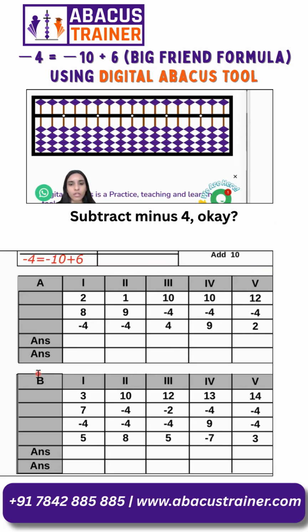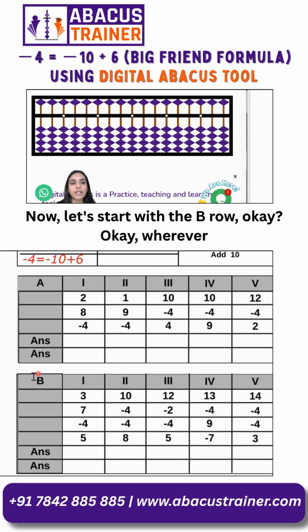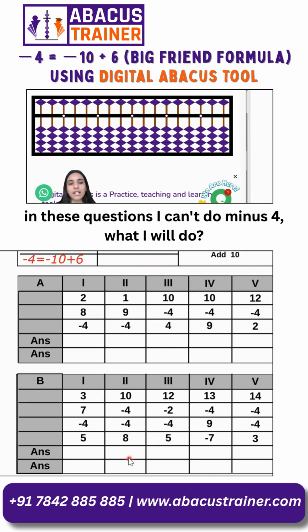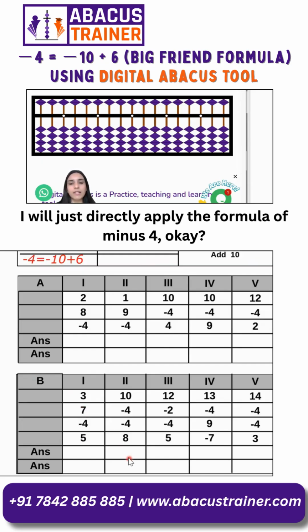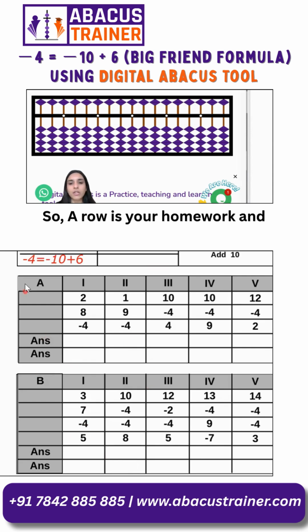Now, let's start with the B row. Wherever in these questions I can't do minus 4, I'll just directly apply the formula of minus 4. So A row is your homework and B row we will do in class.